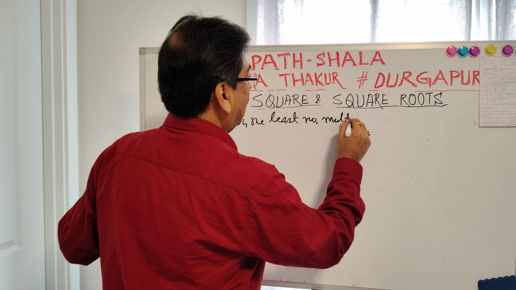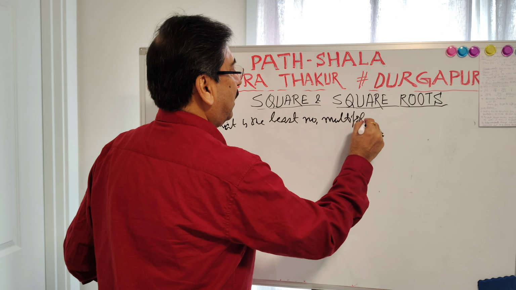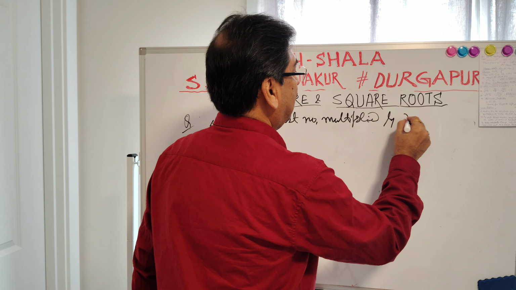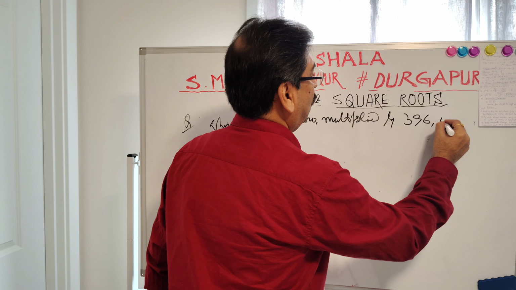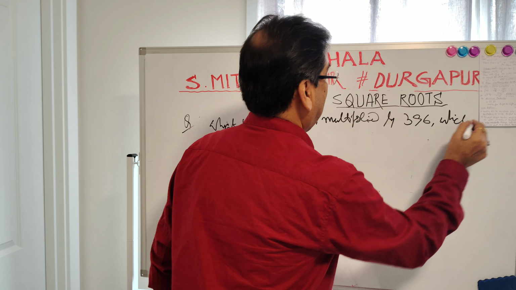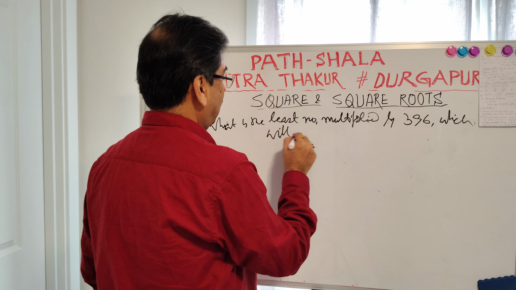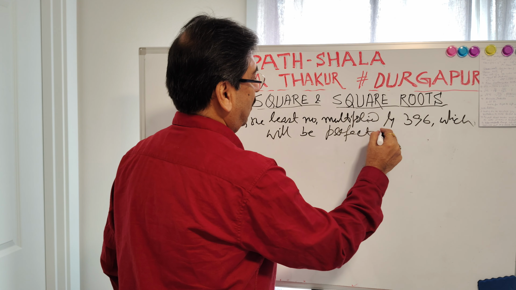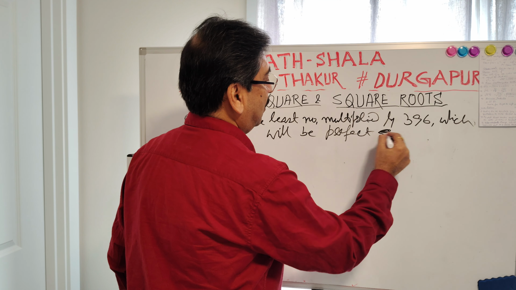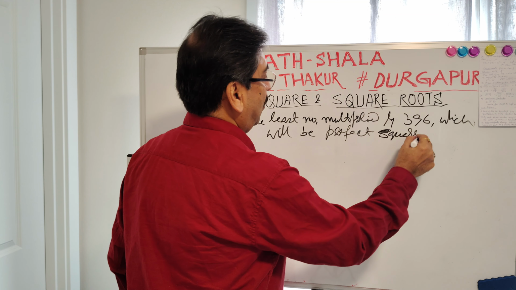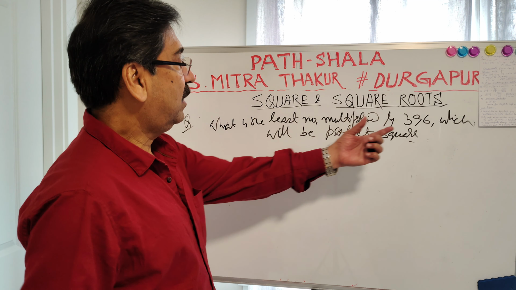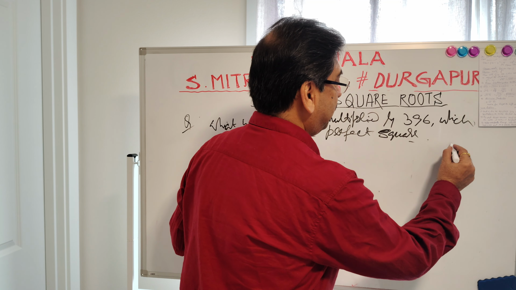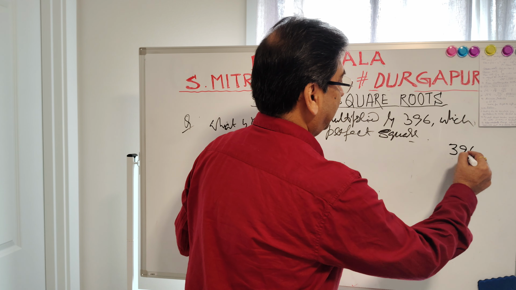multiplied by 396, which will be a perfect square. I will take the 396 is the number. So first I will do the prime factorization of 396.